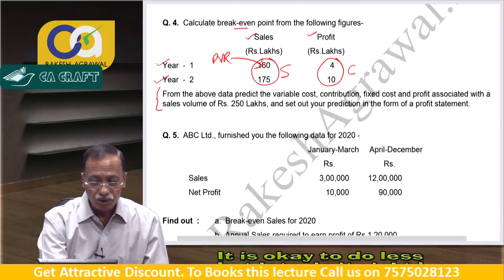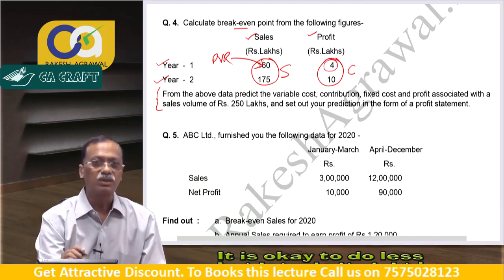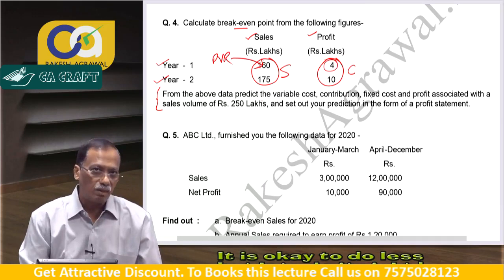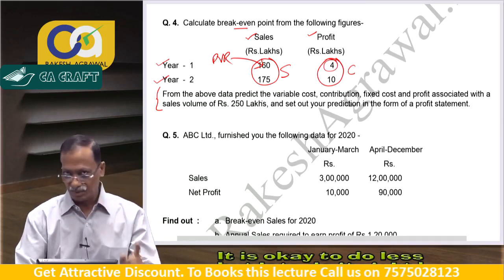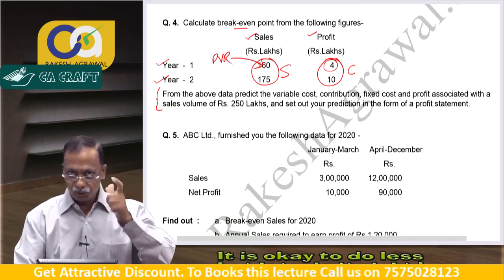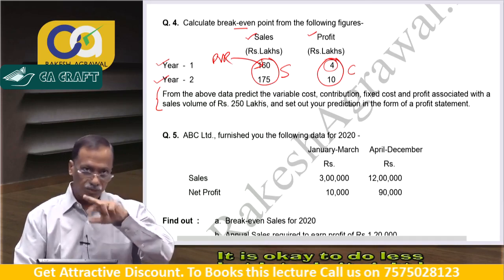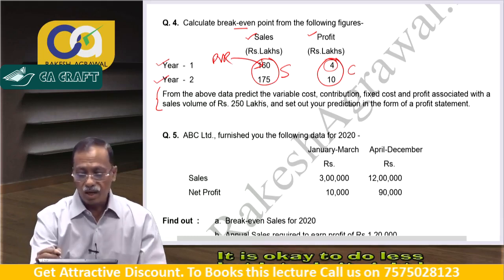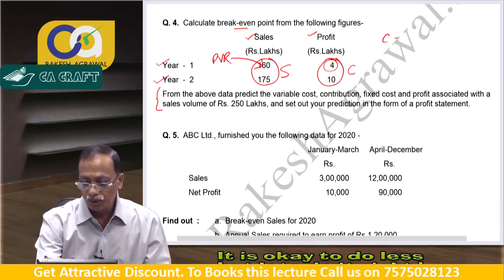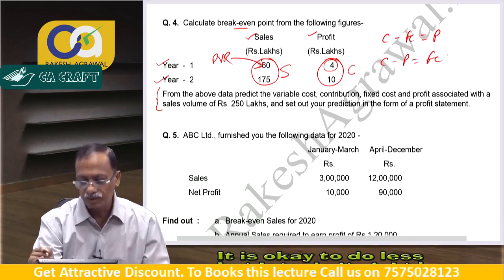And from contribution, if you deduct profit, you will get fixed cost. Am I right? First, you will get PV ratio using the differential formula. Using PV ratio, you will get contribution, that is sales into PV ratio. Now, our original formula is contribution minus fixed cost is profit. So, can I do it like this? Contribution minus profit is equal to fixed cost.